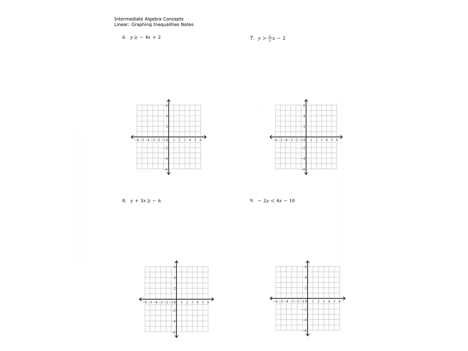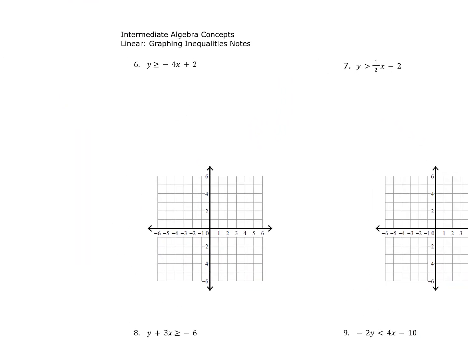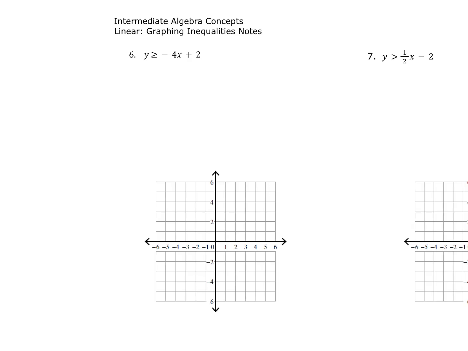Okay, so let's look at a couple more. So I'm going to look at number 6 here. Okay, the first thing I do is I look to see is y all by itself. And when I look at that, yep, y is all by itself. So then I'm going to determine my m. Remember, my m is whatever comes with my x. So this one says -4. There's no bottom number, so it's going to be over 1.